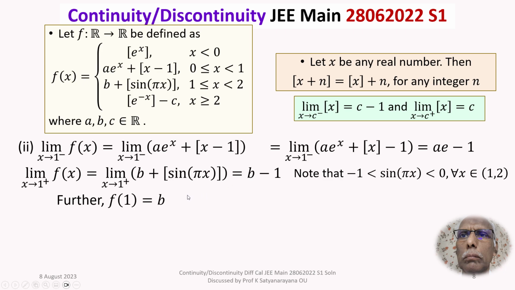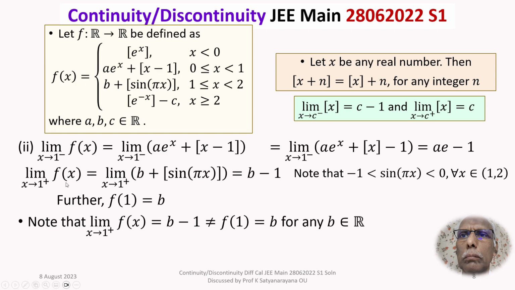Now, note that the limit as x tends to 1 plus is b minus 1, and f of 1 is b, and b is not equal to b minus 1 for any b belongs to R. That means the right hand limit is not equal to the value of the function at x is equal to 1. Therefore, it is discontinuous for all values of b belongs to R. So, f is discontinuous at x is equal to 1 for all b belongs to R.